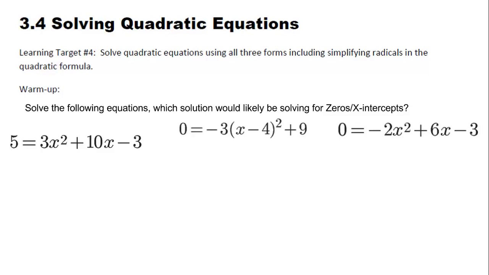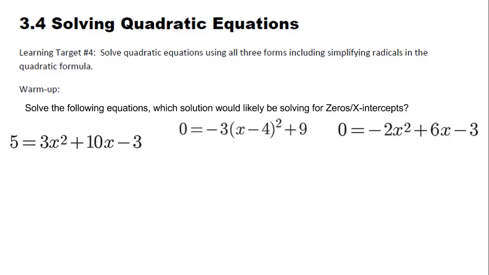First off, we asked the question, which solution would likely be solving for zeros? And so we actually see a quadratic in standard form, in vertex form, and in standard form. So I just want you to think about that, and I want you to try to solve these. Probably best if we just walk through this, but you can try these on your own if you'd like, to see how you would do them.